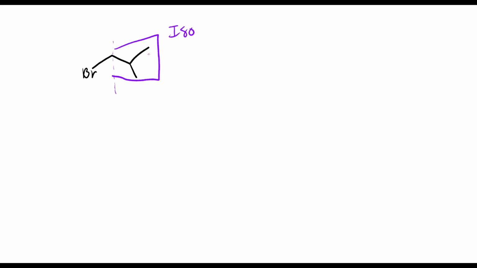So it's iso. Now we count the carbons. That's 1, 2, 3, and 4. So we know it's going to be isobutyl. Do you have anything attached to it? Well, yeah, we have a bromine. So we could say isobutyl bromide. Isobutyl bromide, which is answer choice A.